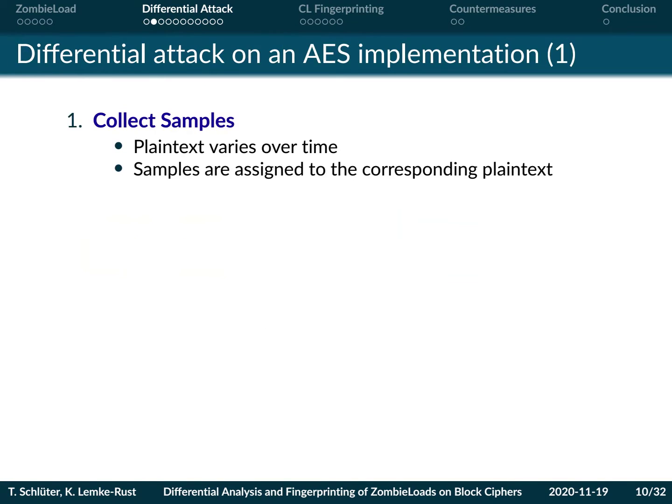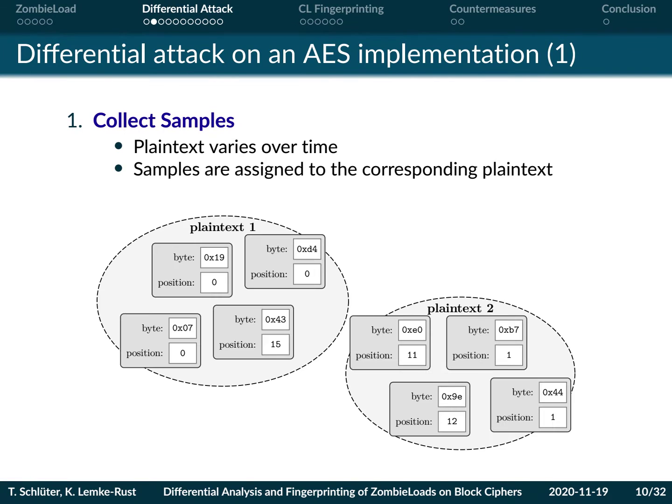So how does this attack work? First, we start with collecting samples. This is fairly straightforward. We just use ZombieLoad to collect samples from the line fill buffer from varying positions. But additionally, we take note of which plaintext was currently encrypted by the AES program when we took the sample.